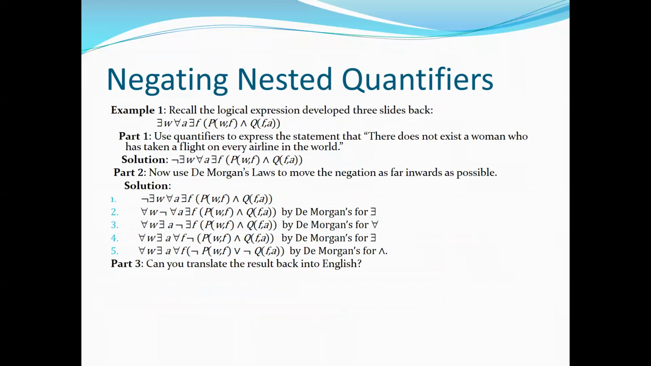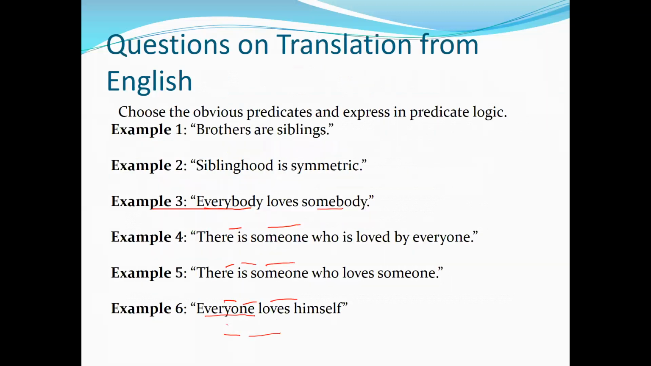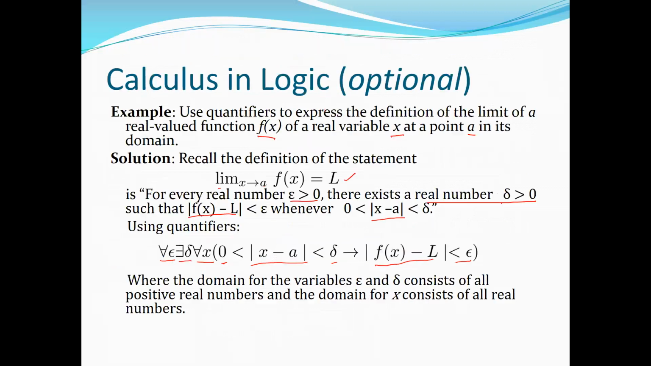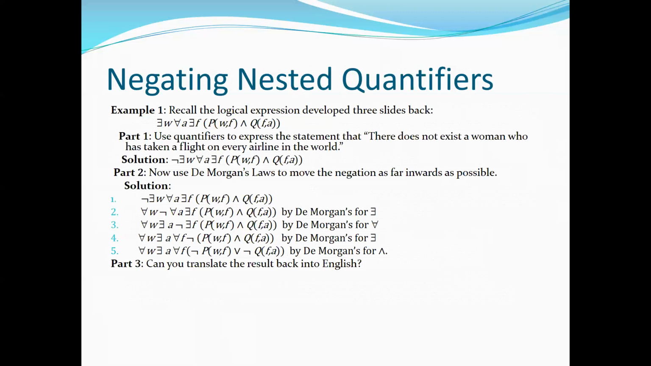Now let's see how we can negate nested quantifiers. Recall the logical expression developed three slides back: there exists a woman who has traveled all the flights. Let's go back and look. There is a woman who has taken a flight on every airline in the world. This is the logical expression that we developed on that slide. So let's negate it.